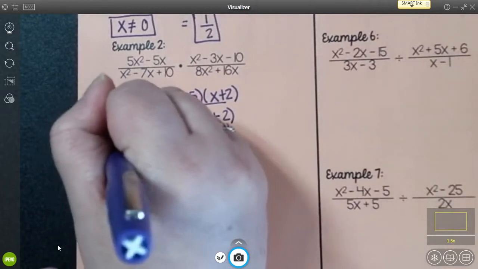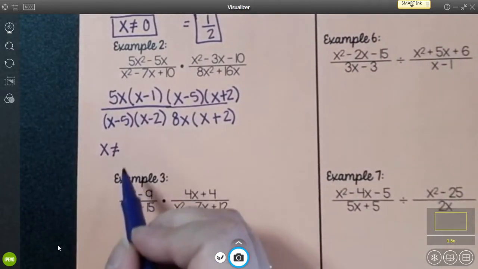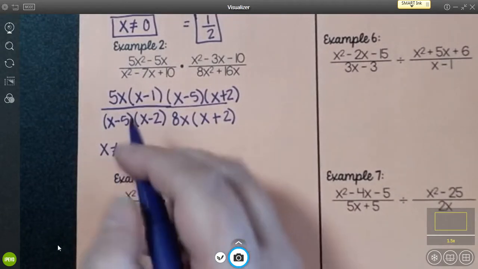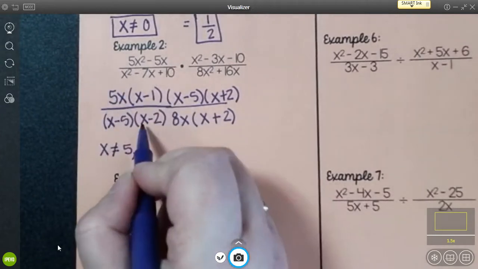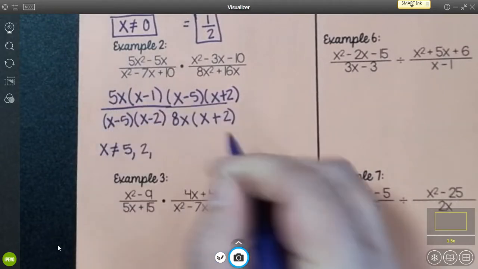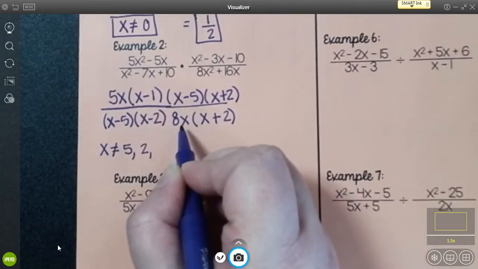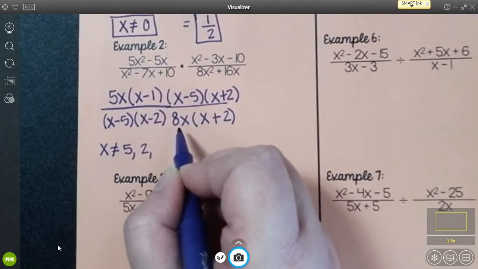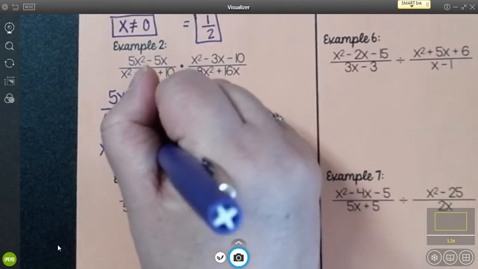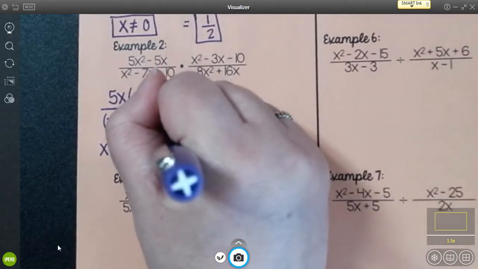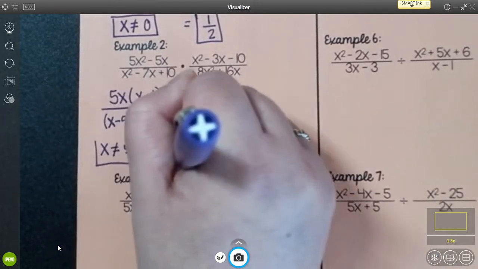So let's list all of the restrictions. X minus 5 tells us that x cannot equal 5. X minus 2, x cannot equal 2. 8x, x cannot equal 0. Because remember, we would take 8x, set it equal to 0, divide by 8. That's just 0. X plus 2, negative 2. So those are the restrictions.